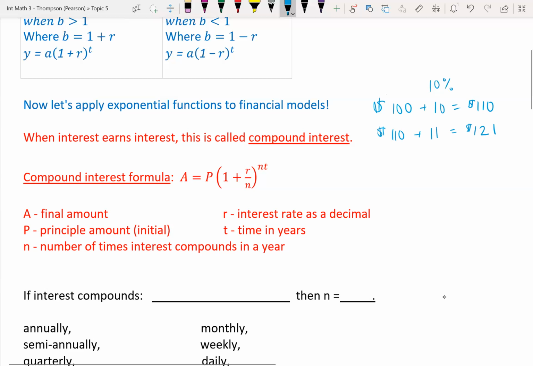The compound interest formula is a little bit complicated. So I've got A is equal to P times parentheses 1 plus r over n, all to the power of n times t, where A is the final amount after however much time has passed. P is the principal amount, also called the initial amount. We use P because it starts with a P. R is the interest rate, always as a decimal. T is time in years. And N is a little bit new. It stands for the number of times interest is compounded in a year. So we're going to get into that a little bit more right here.